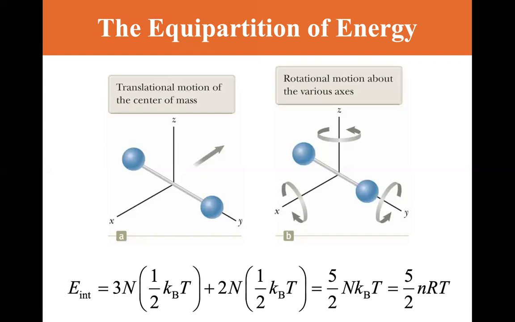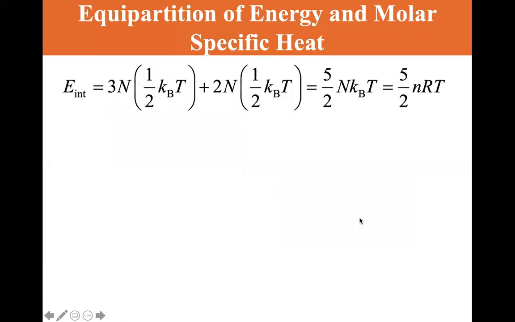So the internal energy, since there are 3 translational directions, X, Y, and Z, gives us 3N times 1/2 kBT. Let's remember that each degree of freedom contributes 1/2 kBT of energy per molecule. So for the translation, we get 3N times 1/2 kBT plus 2N times 1/2 kBT for the rotational. Right now, we're ignoring vibrational. We'll get to that in a little bit. So we get 5/2 NkBT, which is equal to 5/2 NRT.